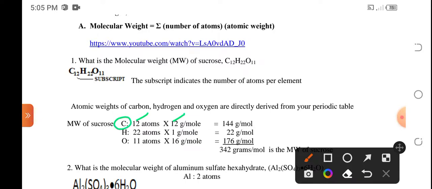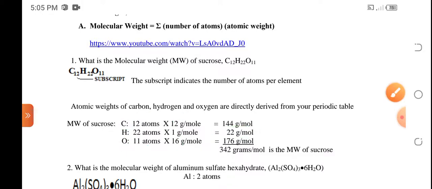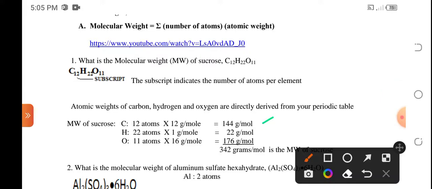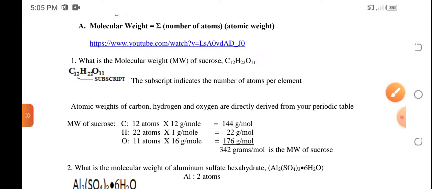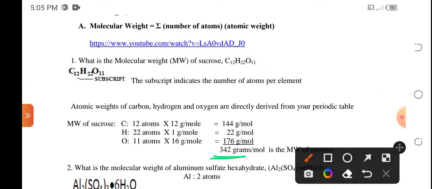So carbon will have 144 grams per mole. Hydrogen will have 22 because 22 times 1. And oxygen, 11 times 16 is 176. Now, individually, this is their contribution. But of course, we are talking about sucrose as a whole. So therefore, you have to sum it up. That's why there is a summation. Okay, so add everything here, 144 plus 22 plus 176, and therefore the molecular weight of sucrose or table sugar is 342 grams per mole. Okay?